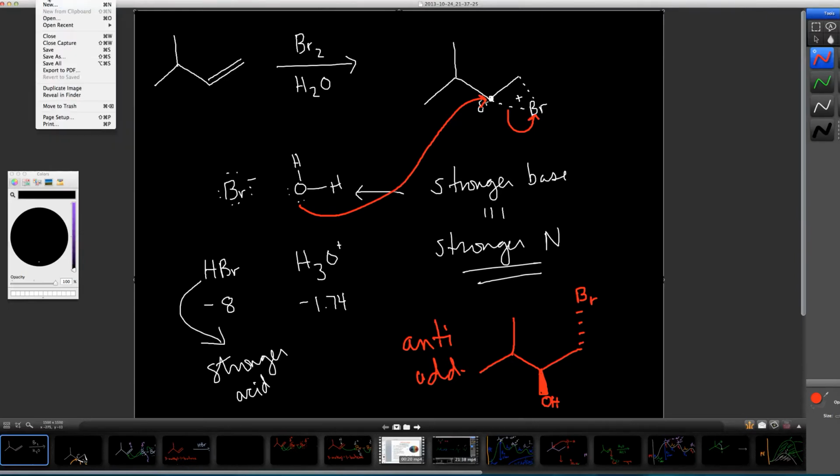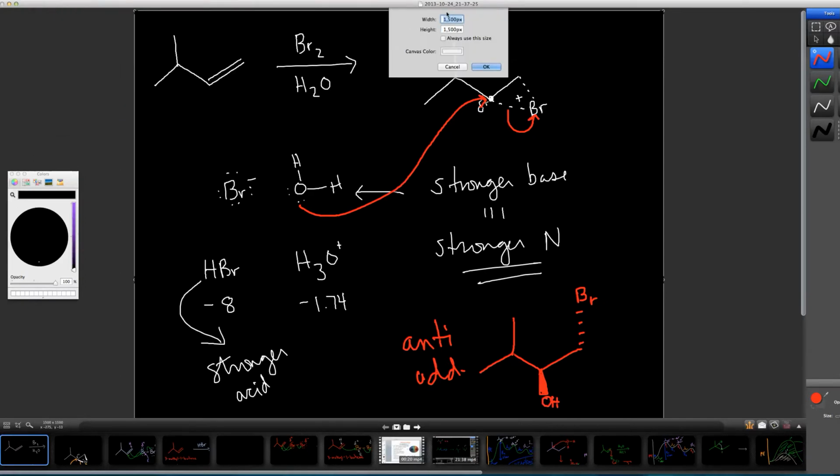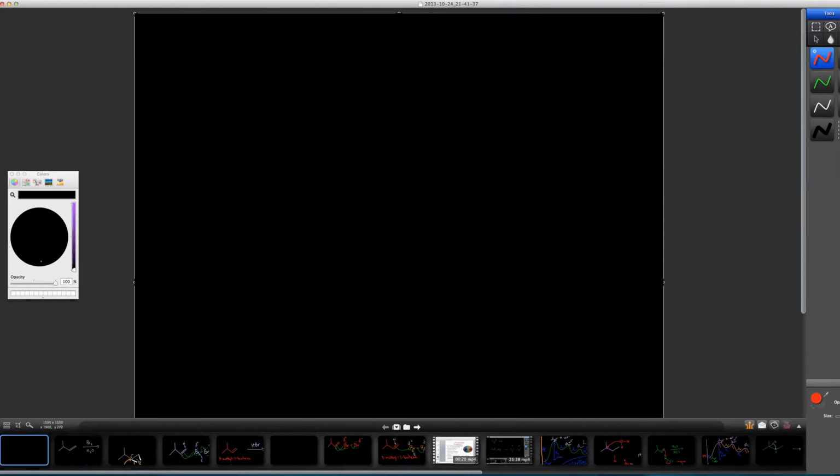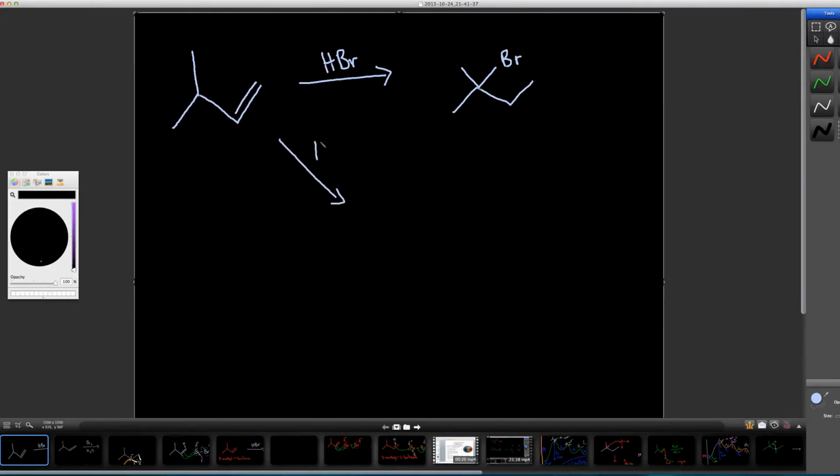So to recap what we've learned thus far about mechanism: this brings our total reaction mastery to 4. HBr with this substrate, we get rearrangement and a tertiary alkyl bromide. If I add HBr in the presence of water, again I'll have rearrangement, but I'll have a tertiary alcohol.